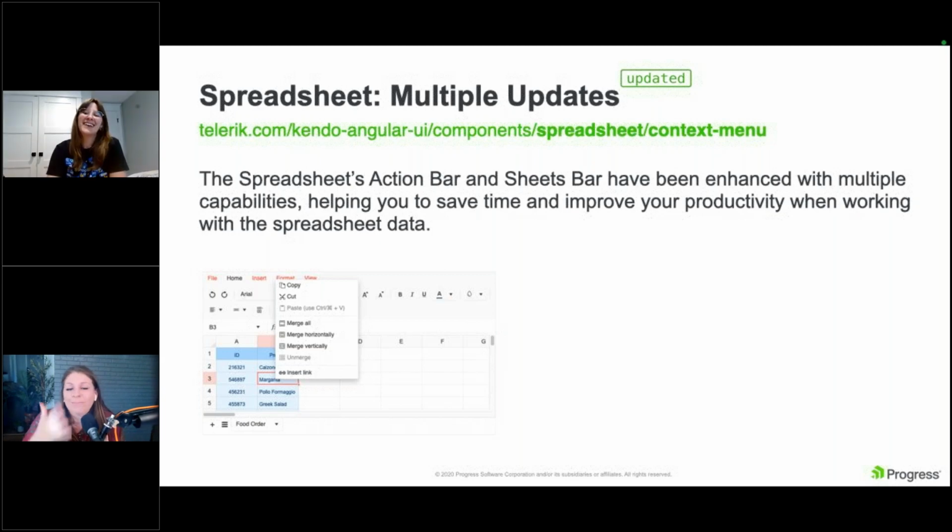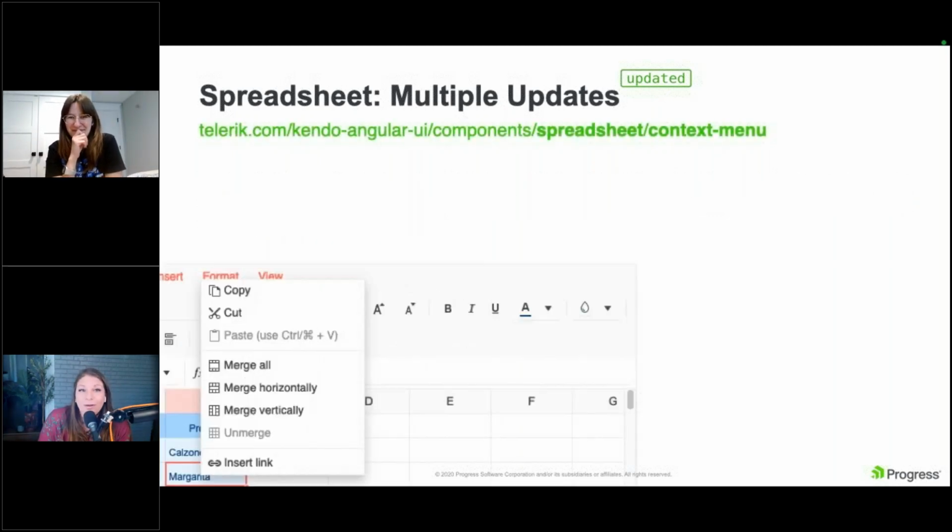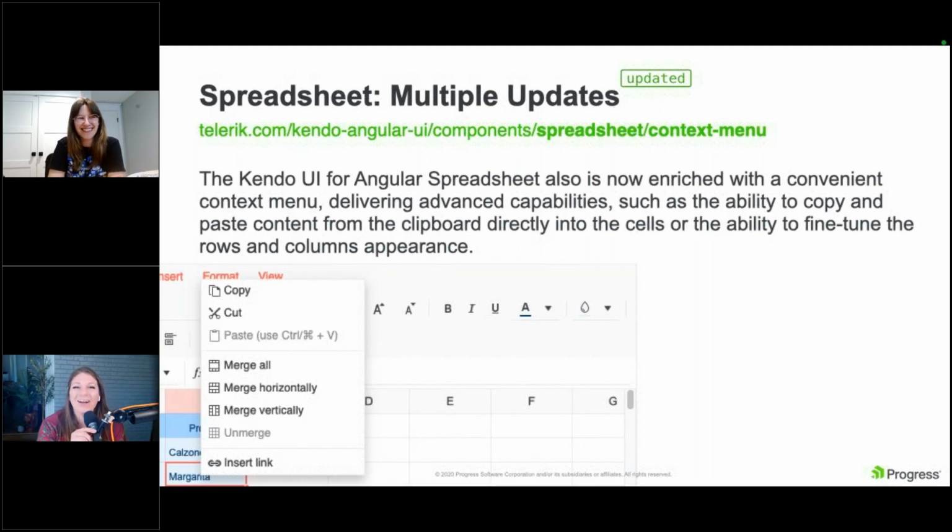So if you pull up the CodeSandbox, or if you pull it up in our docs themselves, just right click and then you'll be able to see all the beautiful features. But I'm gonna zoom in on those real quick for you. So the spreadsheet also now has this context menu as one of the new features. And it has capabilities such as copy and paste content from the clipboard directly into the cells or vice versa, and the ability to fine tune row and column appearance. So yes, if you pull this up, don't forget to right click.